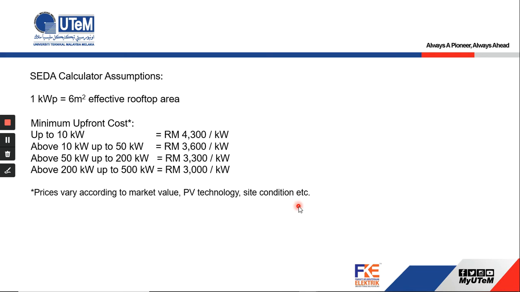So if the site condition requires some extra work, for example, you need to install a specialized structure to support your PV module, or you need special equipment to set up your solar PV system, then that might be additional cost. Okay, so a lot of factors, but this just wants to provide you with a rough overview.